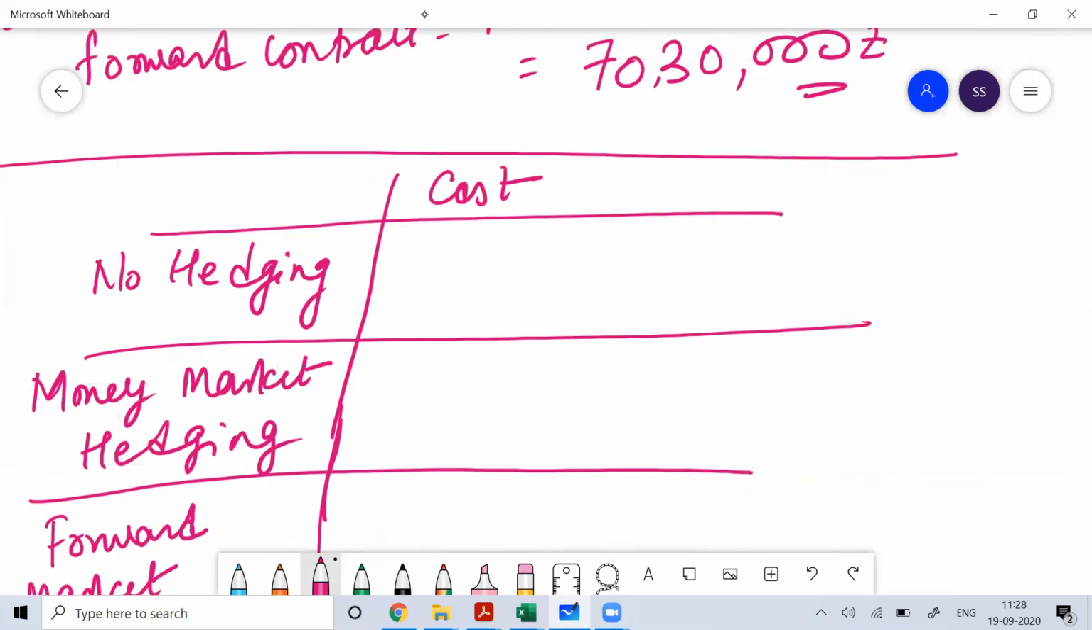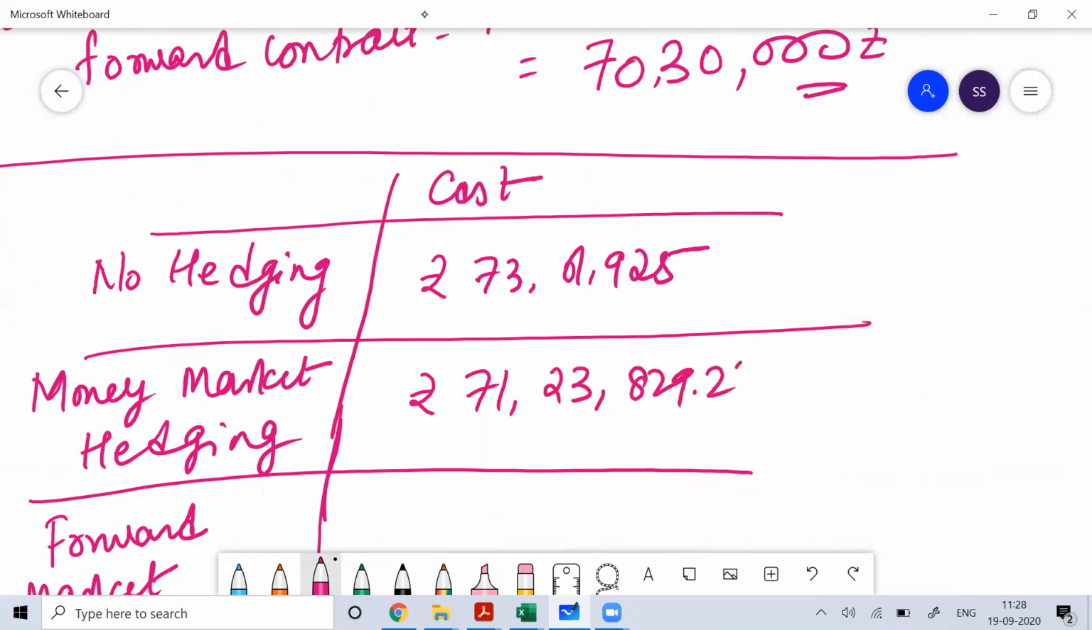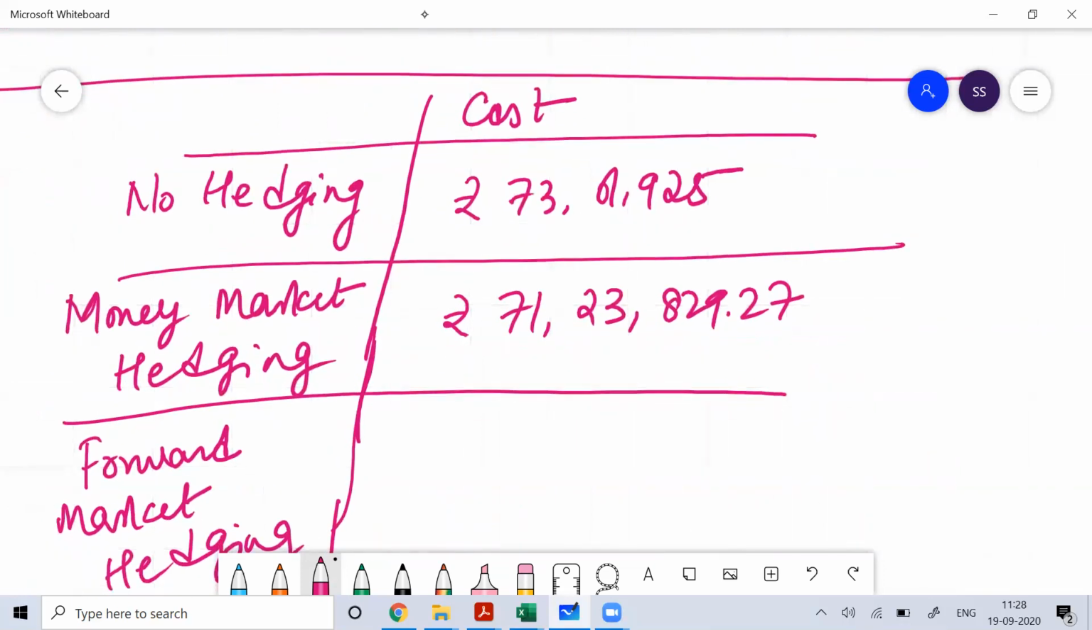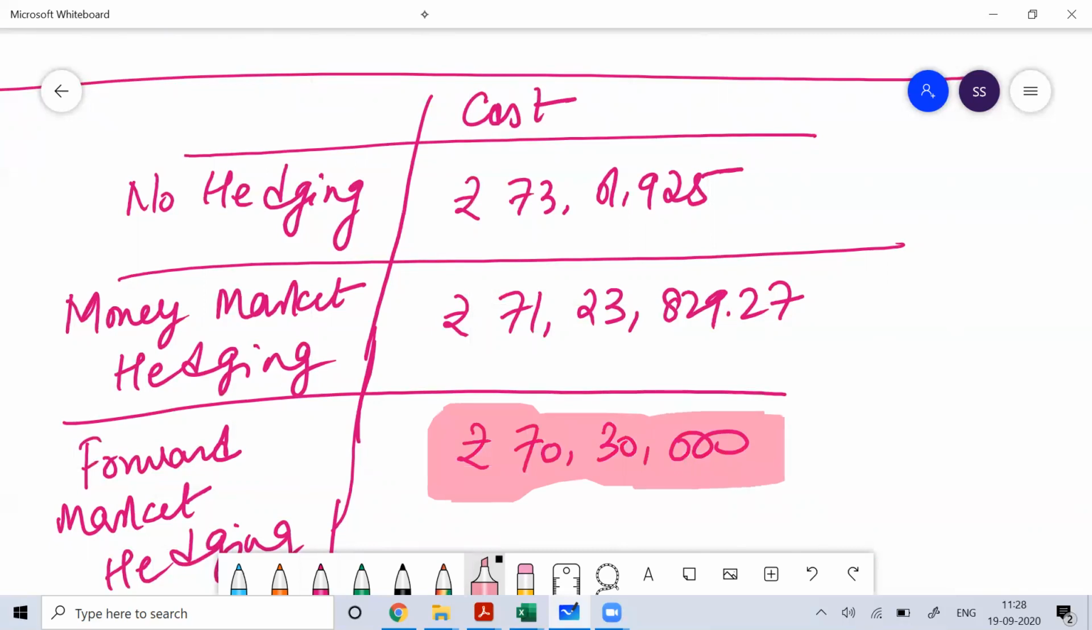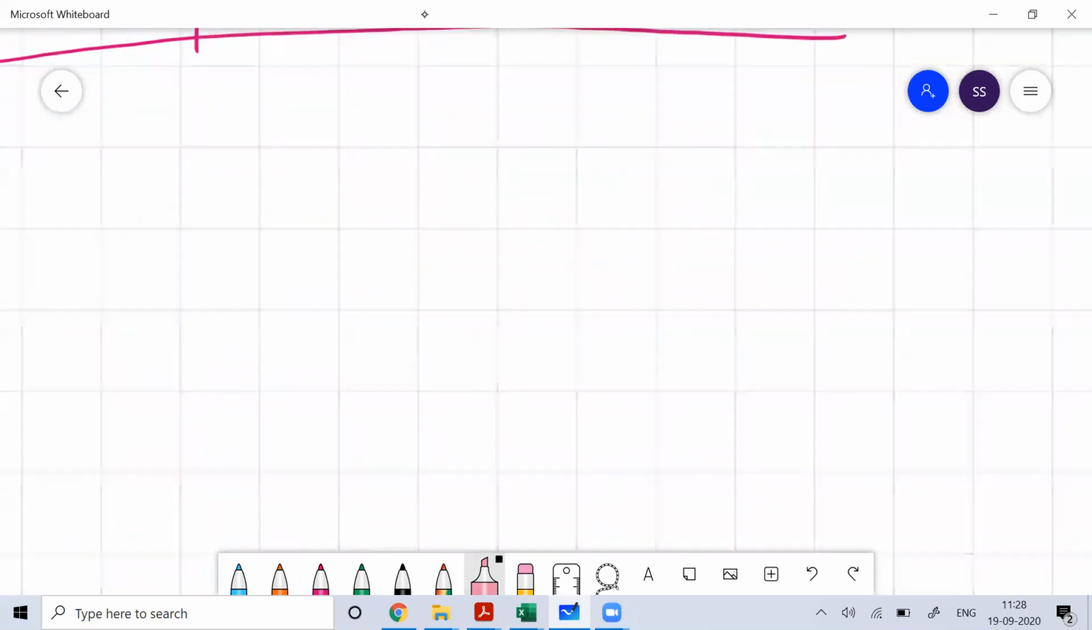So no hedging cost is 73 lakh 1,925. Money market hedging, if you do, then the cost is 71 lakh 23,829.27. And if you do forward market hedging, then the cost is 70 lakh 30,000. So which one is least among all? The least among all is forward market hedging. So he should go for forward market hedging. That is the ideal strategy. Clear?